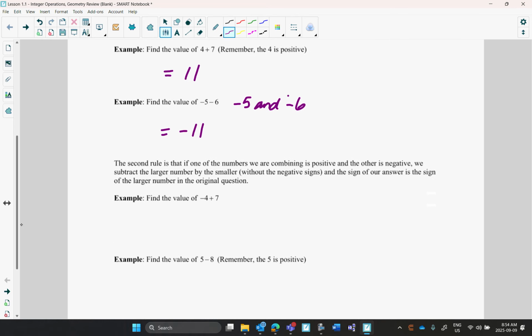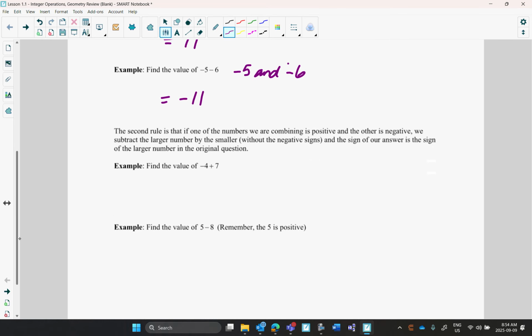What about if we add and subtract positives and negatives? Somebody want to explain how they would do this one? What's their thinking? -4 plus 7. We got a negative, we got a positive. Like if you were to lose $4 and then find 7. It's a positive 3. Perfect. Well done.